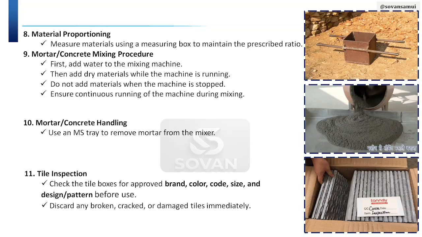Next point is inspection. Tile inspection is a very important task for us because tile boxes contain various counts of tiles, and some of those tiles may be broken, cracked or damaged. Such tiles should be immediately discarded. And before this, first you should check the tile brand, color, code, size or design pattern. Whatever tiles arrive on your site must match your approved requirement, as well as color and design pattern.